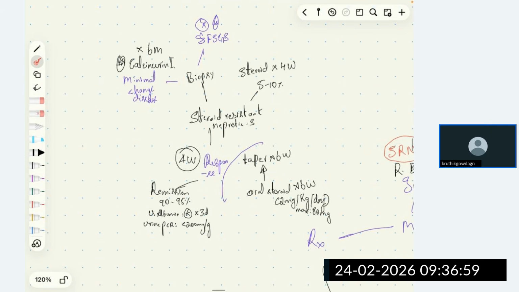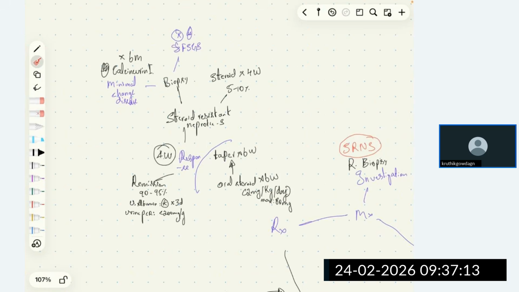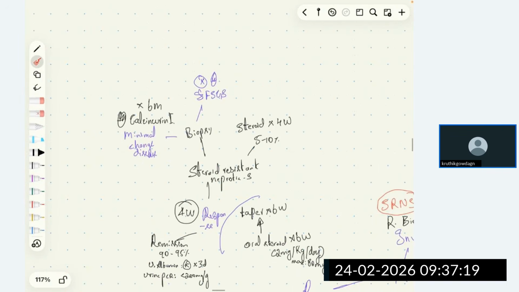If the patient has remission, you continue with this treatment, that is oral steroid for the next 2 weeks, and then taper for the next 6 weeks. If the patient has steroid resistant nephrotic syndrome, go on to do renal biopsy. It's most commonly due to other causes like FSGS and IgA nephropathy. If there are no findings in renal biopsy, it is minimal change disease which is resistant to steroid.